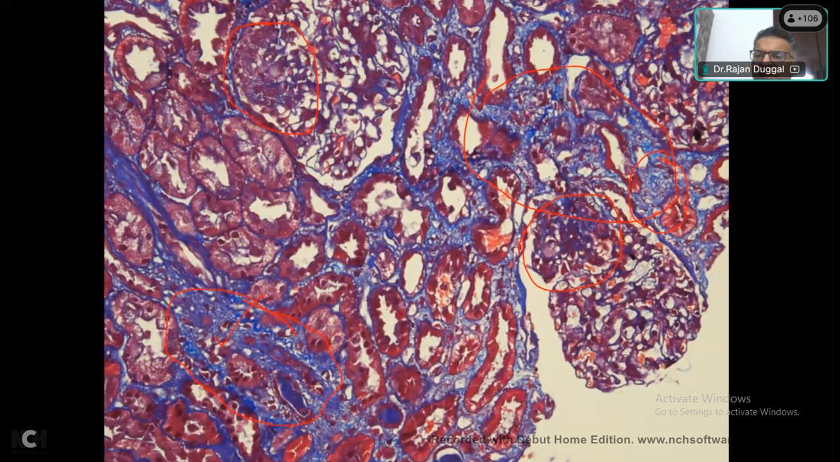So it is very important whenever we report kidney biopsies, whenever there is edema, that means it is an acute injury, and whenever there is fibrosis, that suggests a chronic kind of injury. That means it is an irreversible kind of injury which has occurred.